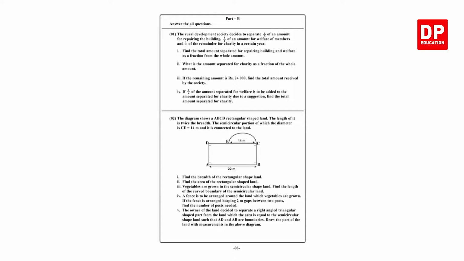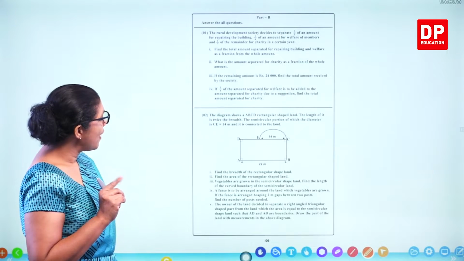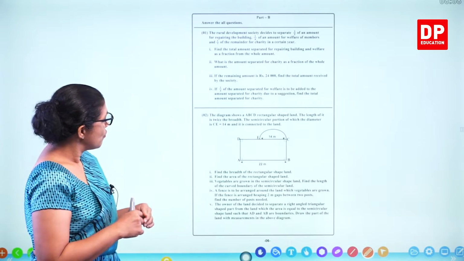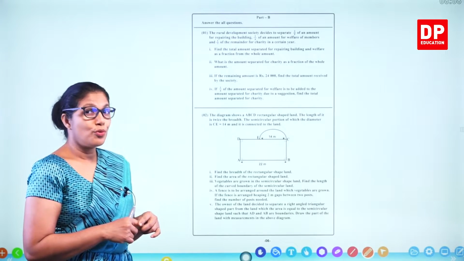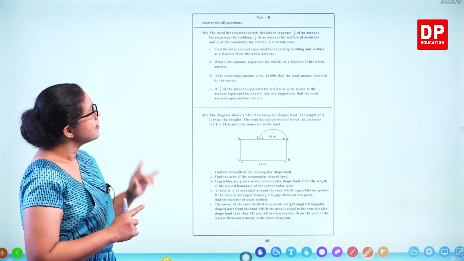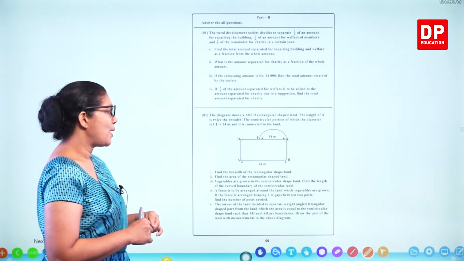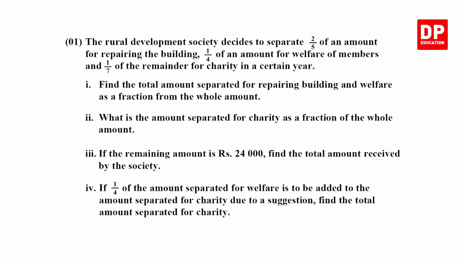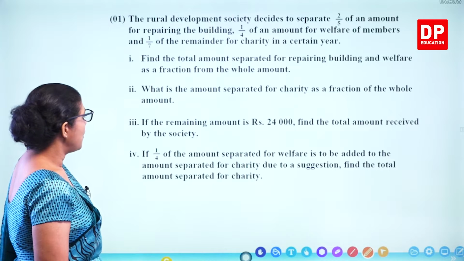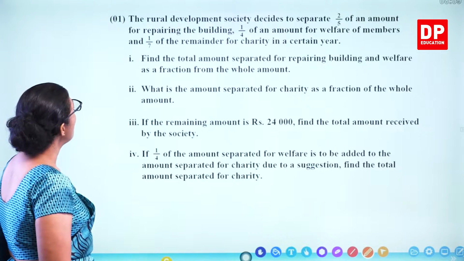Now we can do part B. So part B you get 5 questions. So you have to answer all 5 questions. So try first 2. So you get 10 marks for each question. And you can spend 12 minutes for each question as well. So we'll do the first one separately. So that's about fractions and finding amounts. So we'll try to do that. So you get 4 parts.